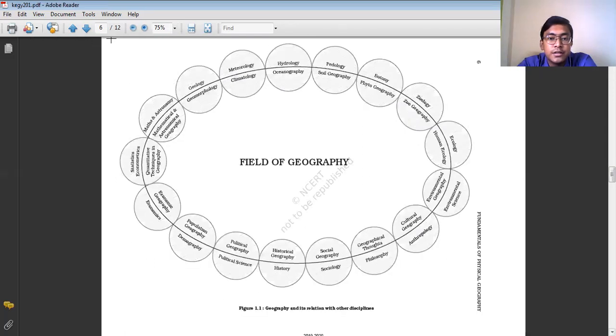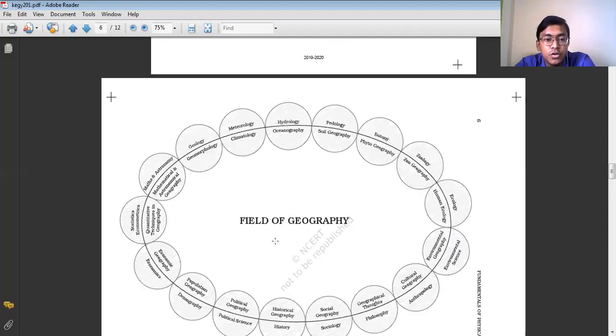So here you can see, like in your book also, suppose this is the center, the main geography, and these are the geographical branches. The subjects written within these oval shaped boxes, those written inside are the branches of geography, and those written outside are the main subjects of social science and science.